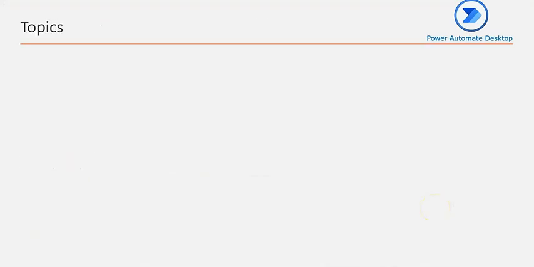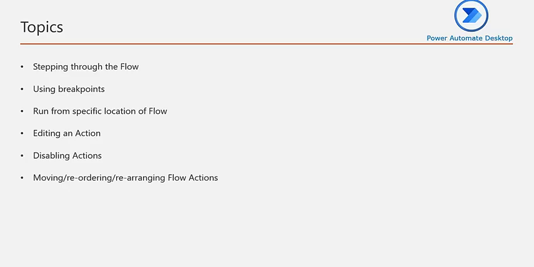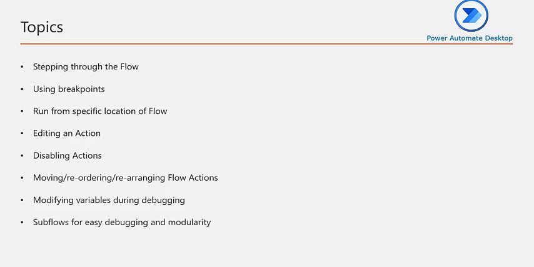Okay. So the topics we are going to cover under this module are, first we will see how we will step through the flow. Step through is a feature in all programming languages also, where we go one line of code at a time or one line of action at a time. How will we use breakpoints so that we can intentionally pause the flow temporarily at a particular point? We run the flow from a specific line of action. Edit an action. How to disable actions. How to move, rearrange, reorder actions. How to modify variables during debugging, because that is part of debugging topic. And the use of subflows for easy debugging and modularity.